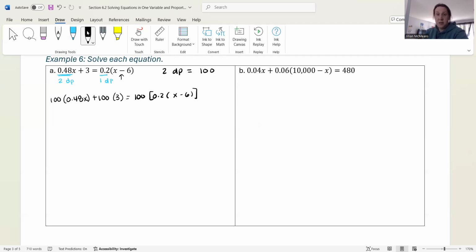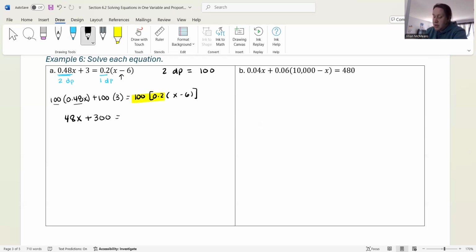Okay, now let's clear those decimals. Remember, for each 0 in your power of 10, you move the decimal to the right that many times. So if I have 100 times 0.48, I can move my decimal in 0.48 two times, which makes it 48x. 100 times 3 is just 300. And then this is where you have to be careful. You're just multiplying these two pieces. And then when we later distribute, that power of 10 kind of distributes with the 0.2, okay?